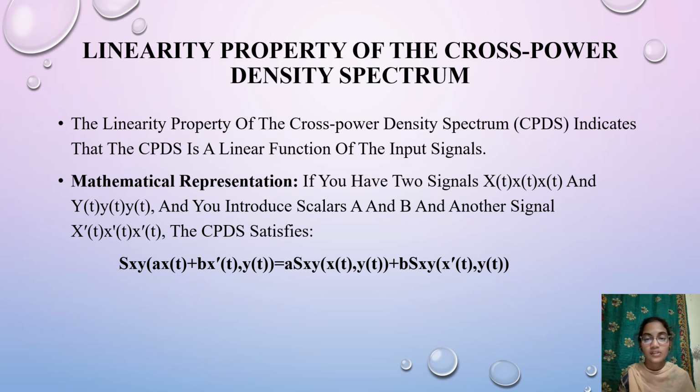The linearity property of the cross power density spectrum indicates that the cross power density spectrum is a linear function of the input signal. Mathematical representation: if you have two signals x(t) and y(t), and you introduce scalars a and b and another signal x'(t), the cross power density spectrum satisfies Sxy(a x(t) + b x'(t), y(t)) = a Sxy(x(t), y(t)) + b Sxy(x'(t), y(t)).